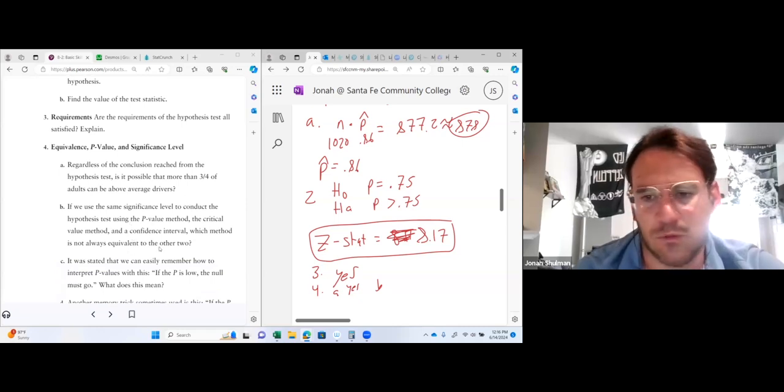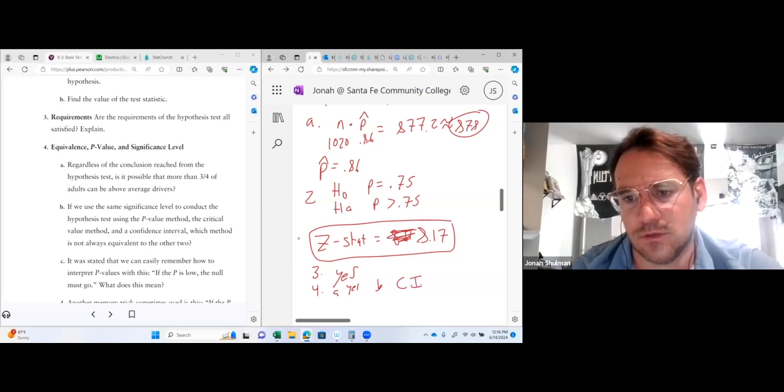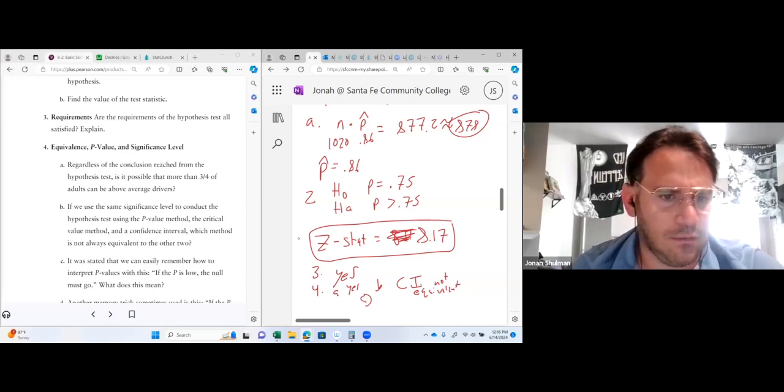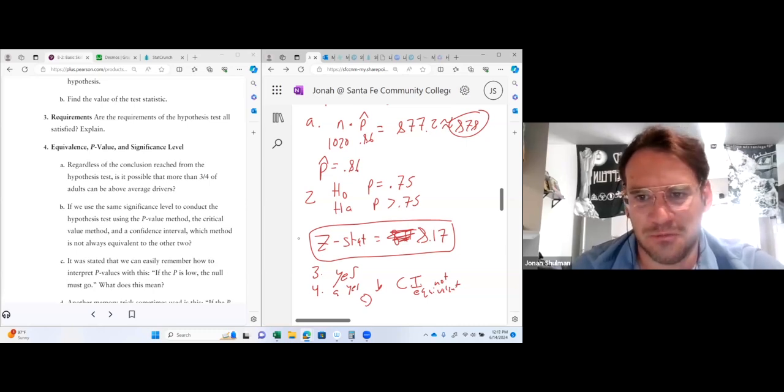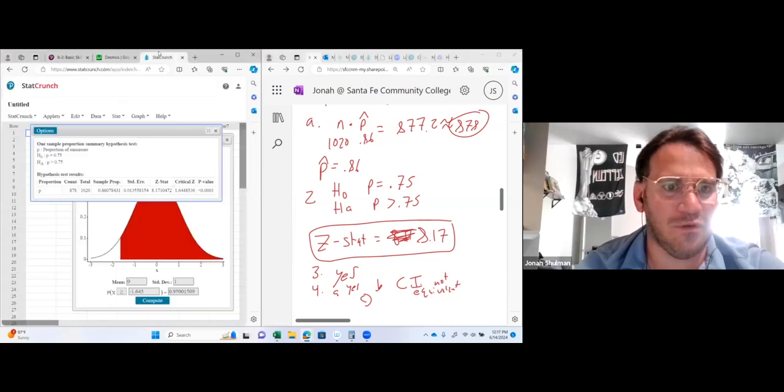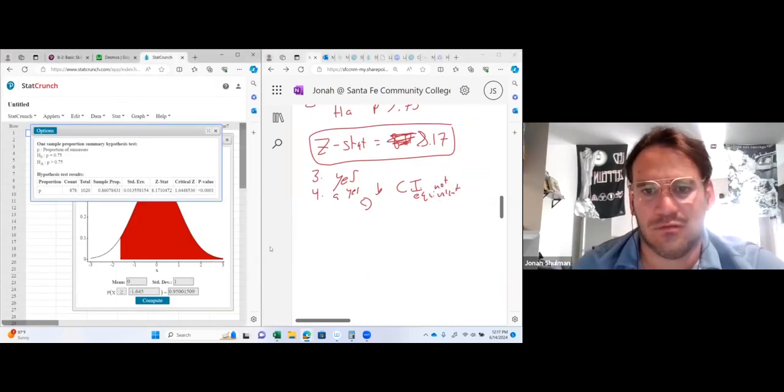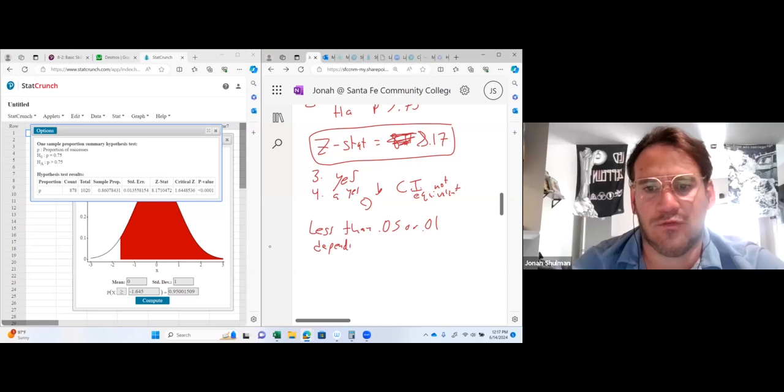Okay, so the one that's not equivalent to the other two, the confidence interval is not equivalent to the other two. All right, C. If the P is low, the null must go because we got something less than 0.05 here. So less than 0.05 or 0.01, depending on your alpha. You reject the null, which means we found a difference, which is nice.